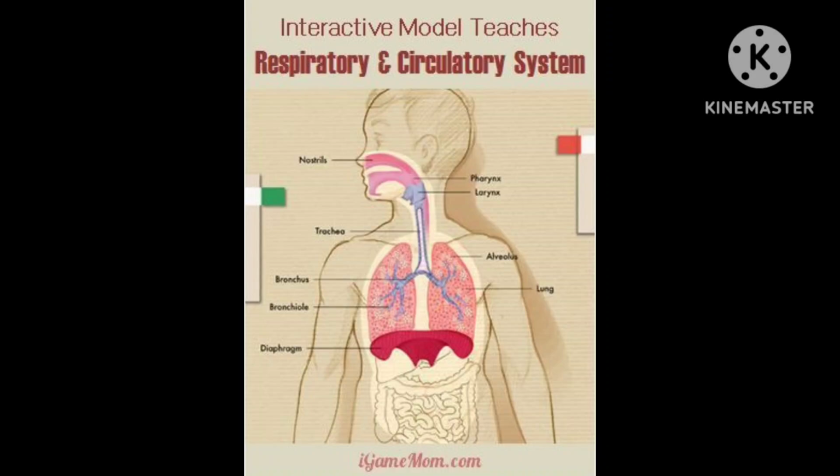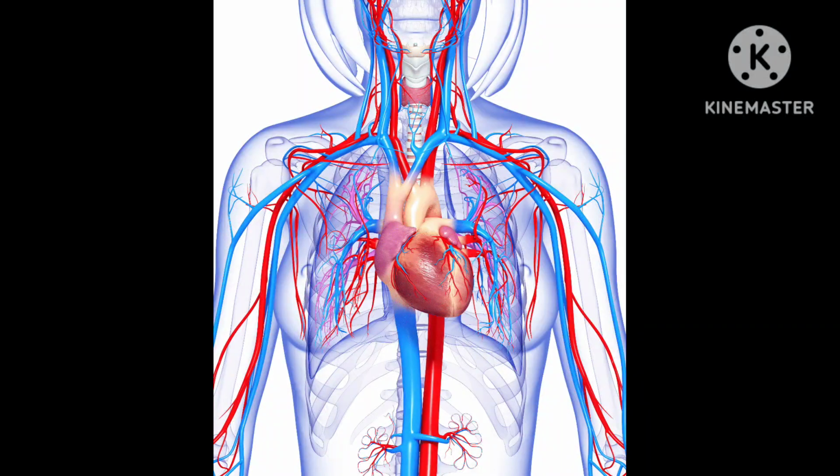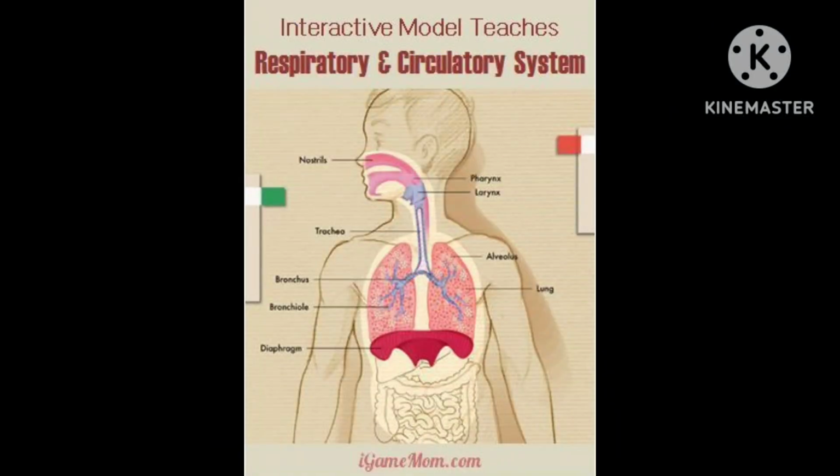If oxygen is not available, then some cells temporarily shift to anaerobic respiration. This releases a small amount of energy from food as compared to aerobic respiration. Waste products can be lactic acid or alcohol and carbon dioxide.